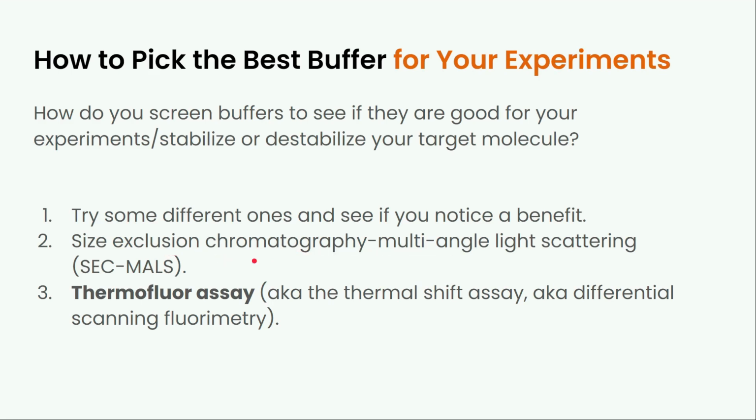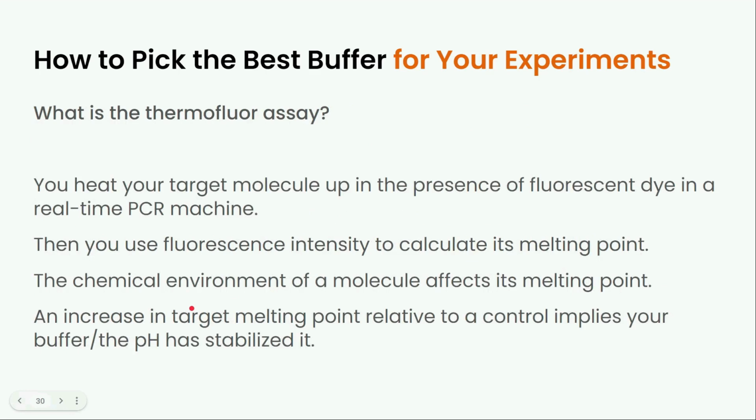One thing we do have access to, or most of us have access to, is a qPCR machine. And this enables you to do something called the thermofluor assay, also known as the thermal shift assay or differential scanning fluorimetry, which I'm just going to focus on for a few slides. So what is the thermofluor assay? Well, simply you heat your target molecule up in the presence of a fluorescent dye in a real-time PCR machine, and then you use fluorescence intensity to calculate the melting point of your target molecule. The chemical environment of a target molecule will affect its melting point. And an increase in the melting point relative to a control implies your buffer or pH or whatever change you've made has stabilized it, right?